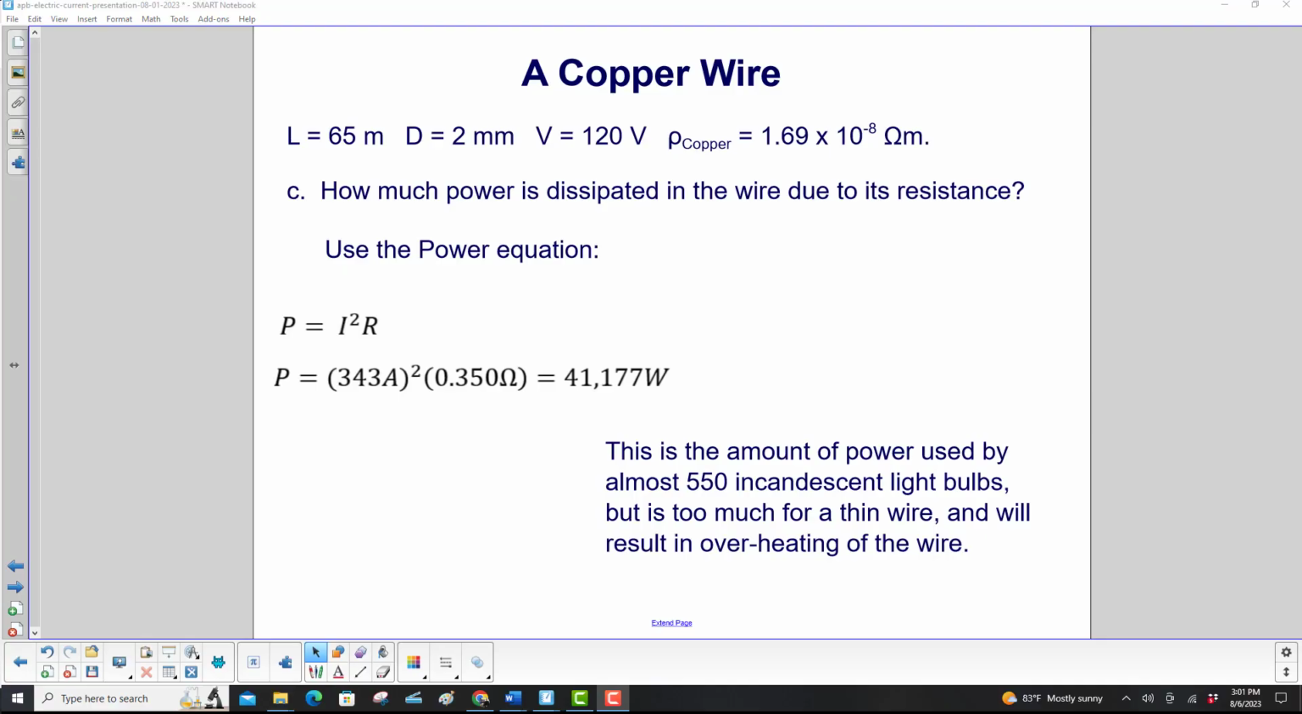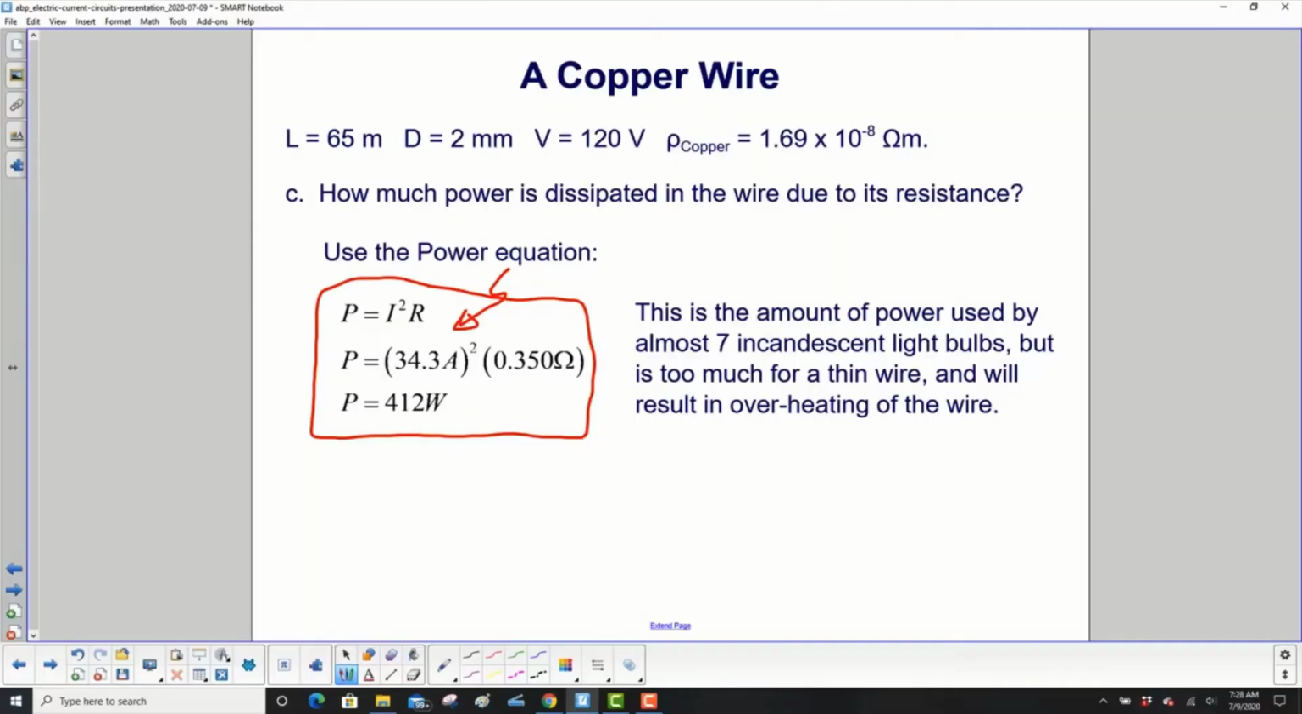How much power is dissipated in the wire due to its resistance? Well, we're going to use the power equation, which is I squared R in this case because we have current and we have the resistance. We do the calculation and we get over 41,000 watts. That is the amount of power used by almost 550 incandescent light bulbs, but it is too much for a thin wire and will result in overheating of the wire.